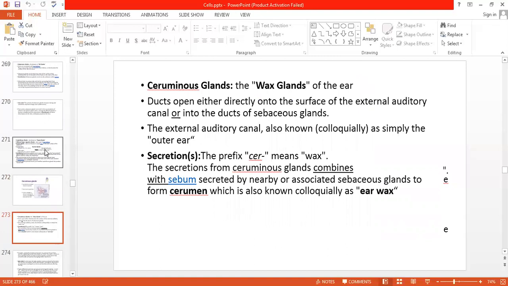Ceruminous glands, the wax glands of the ear duct, open either directly onto the surface of the external auditory canal or in the duct of the sebaceous gland. The external auditory canal is also known colloquially as simply the outer ear. Secretion: the prefix "cer" means wax. The secretion from the ceruminous glands combined with the sebum secreted by the nearby or associated sebaceous gland forms cerumen, which is also known colloquially as earwax.